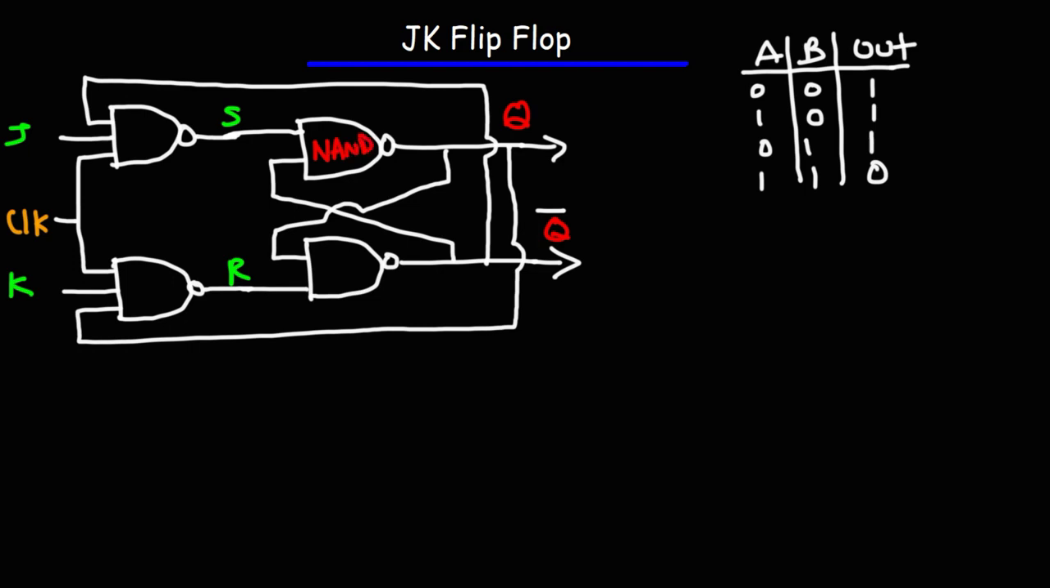Now we can construct a truth table for a 3-input NAND gate, but here's what you need to know. The output is always going to be a 1 unless all inputs are 1. So for a 3-input NAND gate, all the inputs have to be 1 in order for the output to be 0. So in order for us to get a 0 for S, all 3 inputs must be a 1. If one of them is a 0, then the output is going to be a 1.